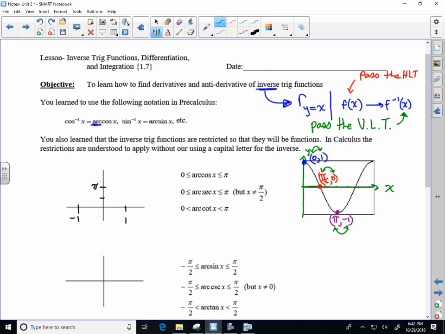So I'll plot (1, 0), which would be right here. I'll plot (0, pi over 2), which would be right here. And then I'll plot (-1, pi), which would be over here.